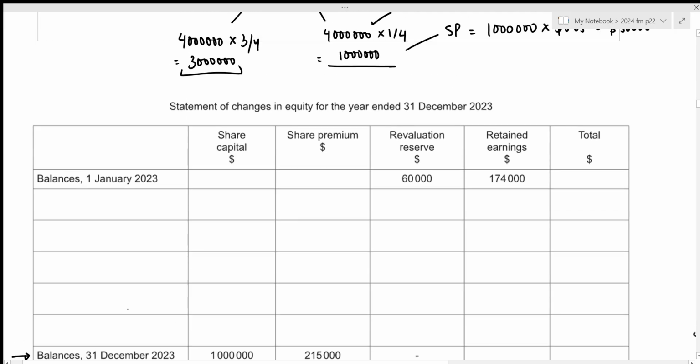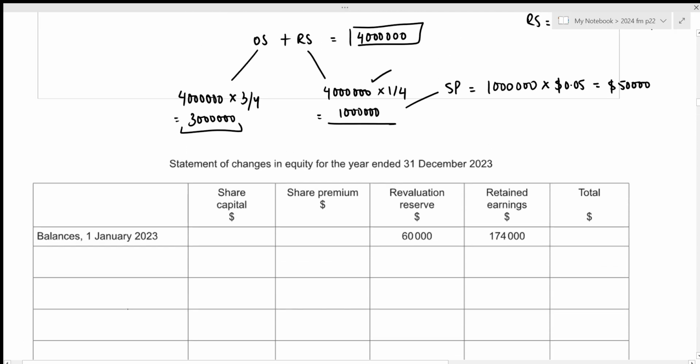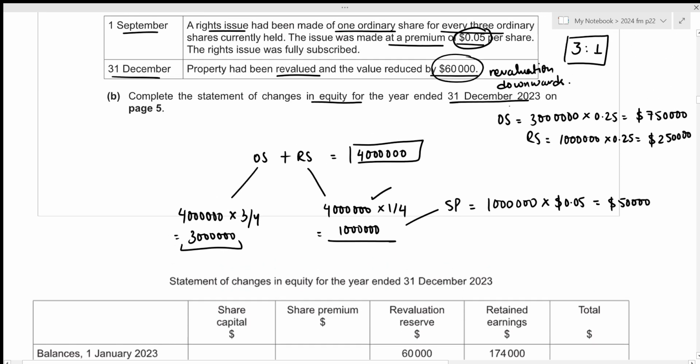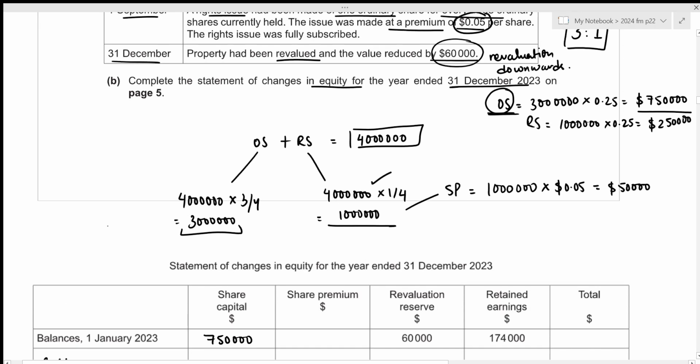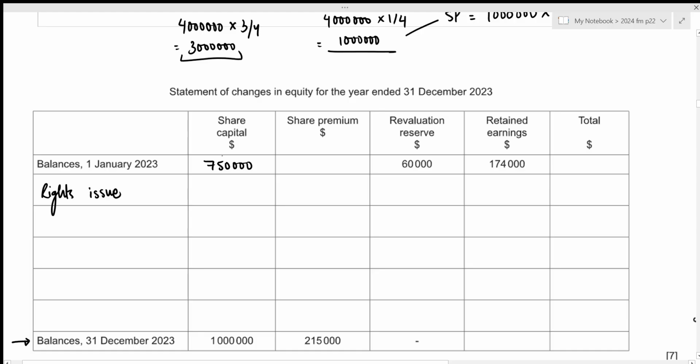Now for our share capital, not for share premium, just for the share capital, we calculated the opening balance of the ordinary shares, right? That will be 750,000. Then there was a rights issue. From this rights issue, our ordinary shares will increase by 250,000, whereas the share premium will increase by 50,000. So 250,000 and 50,000. In total, that will be 300,000.